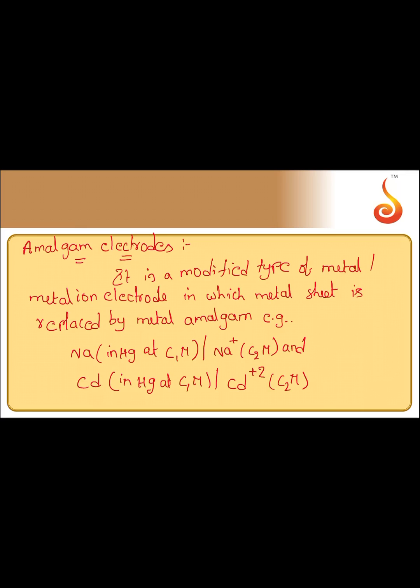Two examples are given. Sodium amalgam: sodium in mercury at C1 molar concentration, Na plus at C2 molar concentration, and one more electrode, cadmium amalgam electrode: Cd in mercury at C1 molar, Cd2+ at C2 molar concentration.